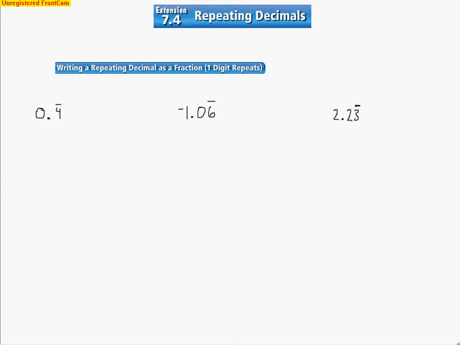This is the lesson for Chapter 7, Section 4, Extension: Repeating Decimals. What we're going to end up doing is changing these repeating decimals to fractions. And if they weren't repeating, it'd be really easy.